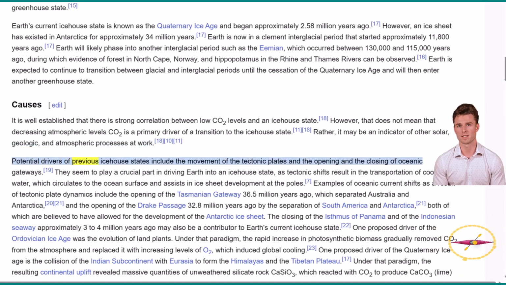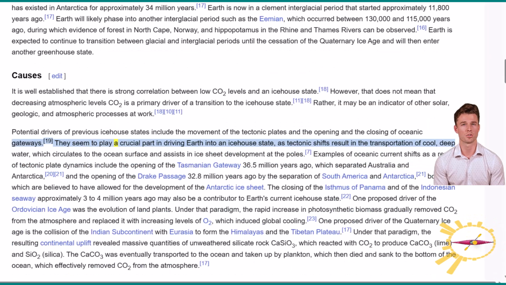Potential drivers of previous icehouse states include the movement of the tectonic plates and the opening and the closing of oceanic gateways. They seem to play a crucial part in driving Earth into an icehouse state, as tectonic shifts result in the transportation of cool, deep water, which circulates to the ocean surface and assists in ice sheet development at the poles.